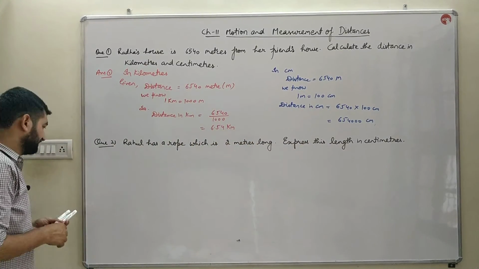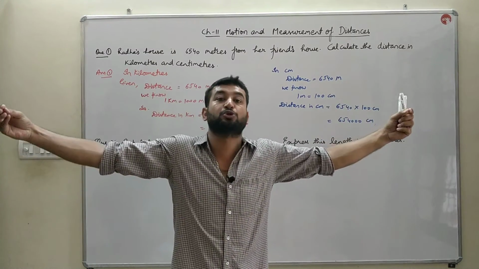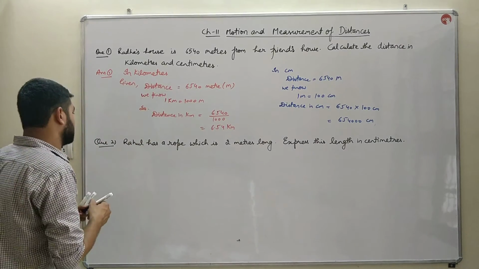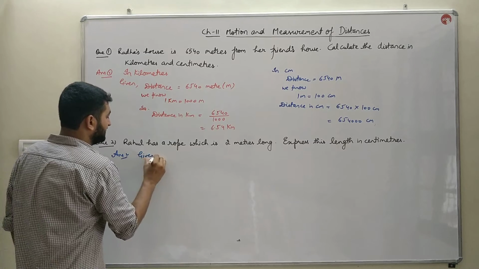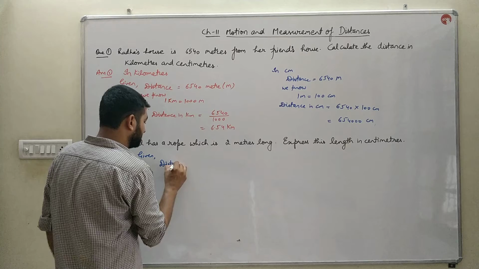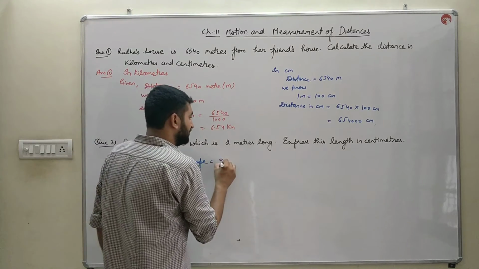Second question: Rahul has a rope which is 2 meter long. Express the length in centimeters. Same as before, the given distance is in meters, and how much meter is given? 2 meter.